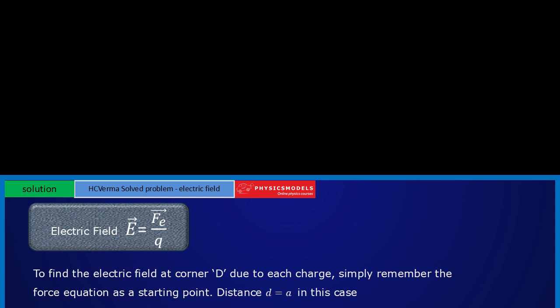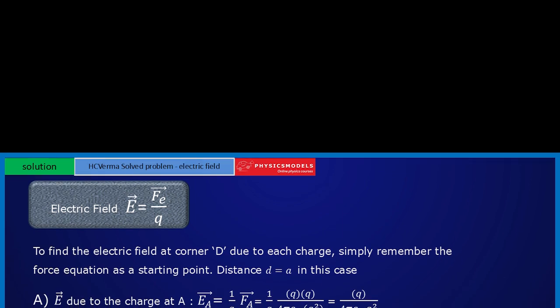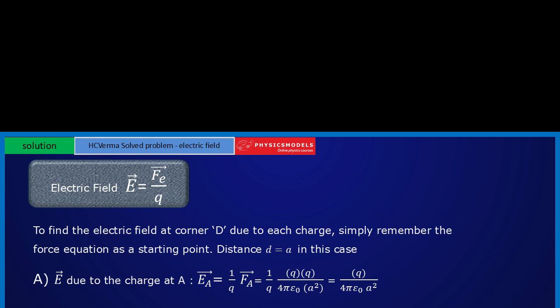Now find out the values of the electric fields EA, EB and EC. EA in turn is force by charge, that's FA by Q. FA itself is Q1 Q2 by 4 pi epsilon 0 into D squared. In this case, Q1 is equal to Q2 is equal to Q, and a is there in place of D. So you get EA as Q by 4 pi epsilon 0 into A squared.